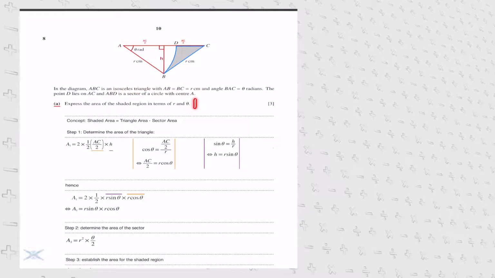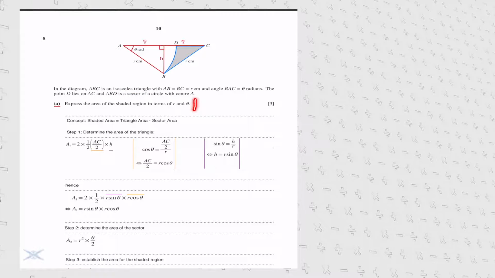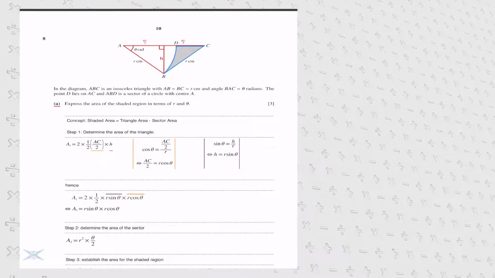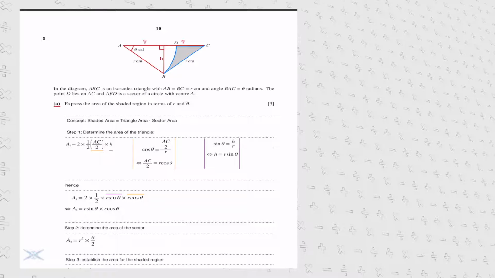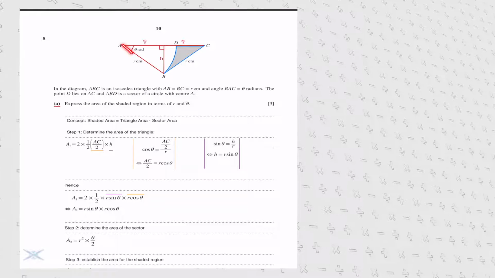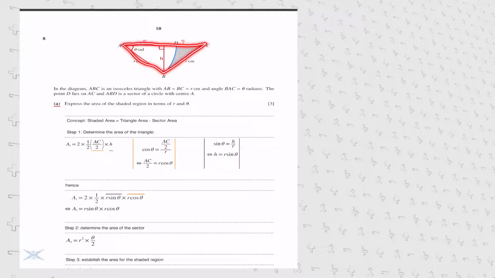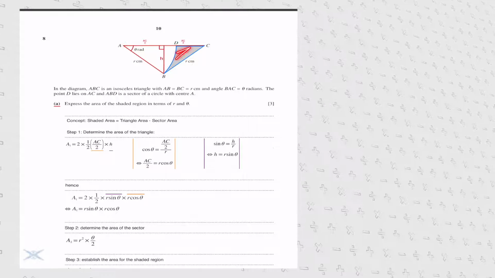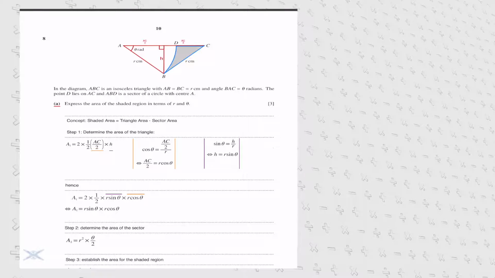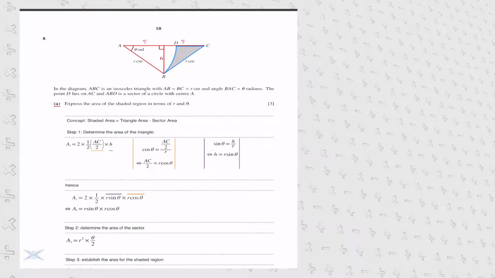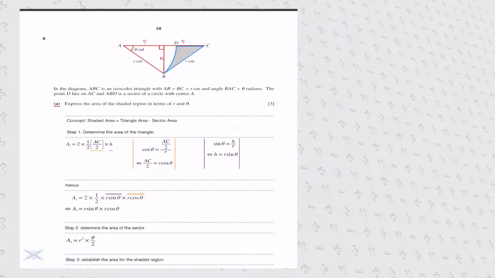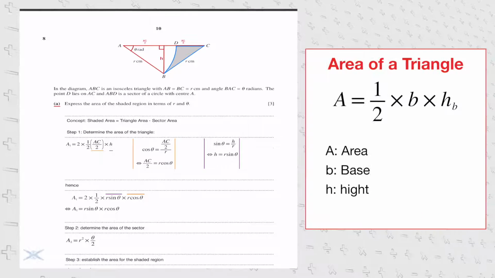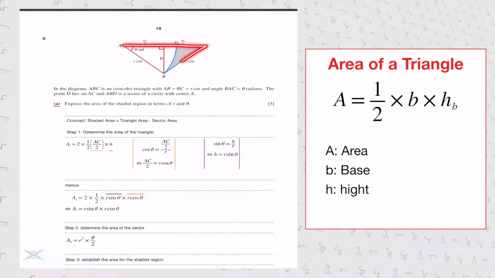In part A, we are supposed to express the area of the shaded region in terms of r and theta. So our plan here will be to calculate the difference between the area of this triangle and this sector of the circle with center A in order to receive the size of the shaded area. So firstly, we will determine the area of the triangle, which can be achieved by employing the formula for right triangles, which you can find to the right hand side of the screen. So this area can be calculated as follows.